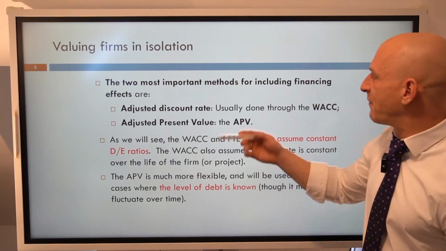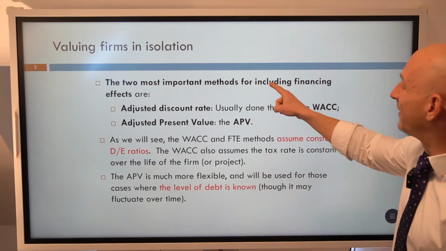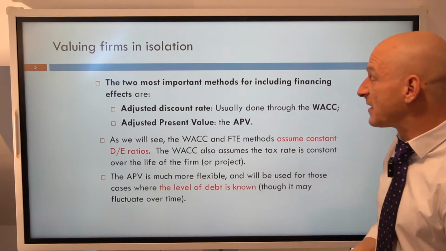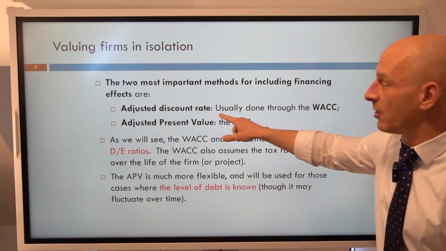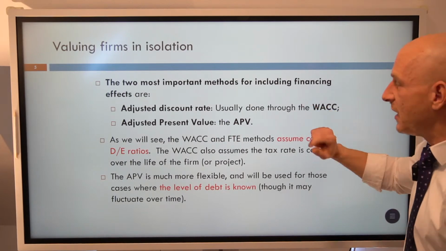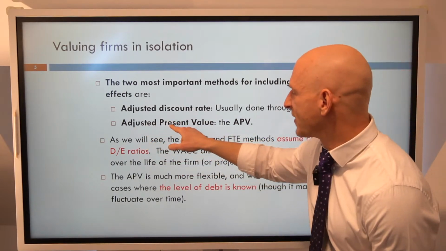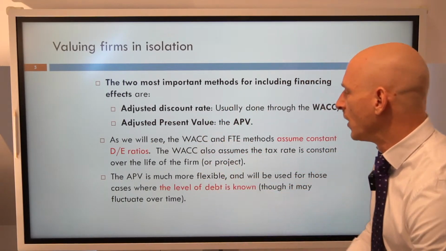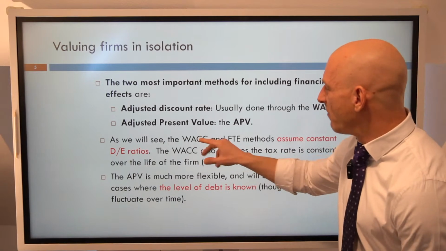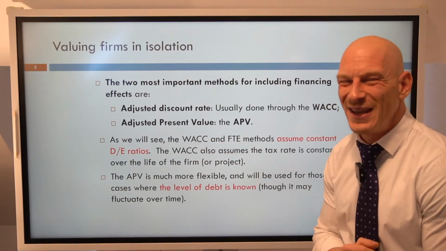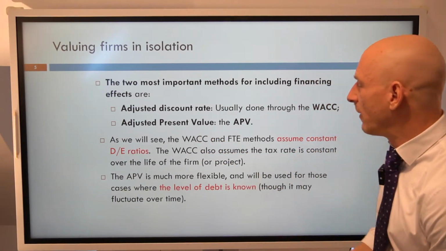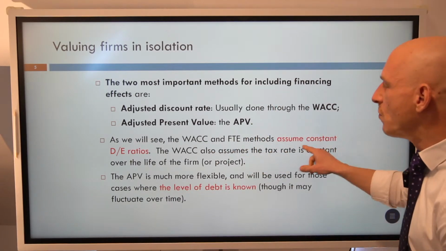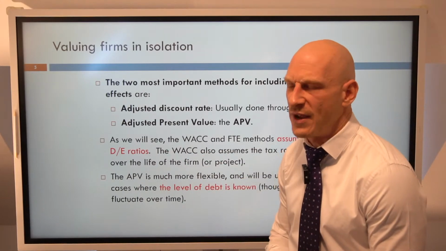The two most important methods that include these just mentioned financing side effects are the adjusted discount rate, that would happen through the WACC, or a different method, the adjusted present value method, the APV method, which we will do anyway. Okay, what is the problem with the WACC in this context? Well, the WACC as well as the flow to equity method assume constant debt to equity ratios.